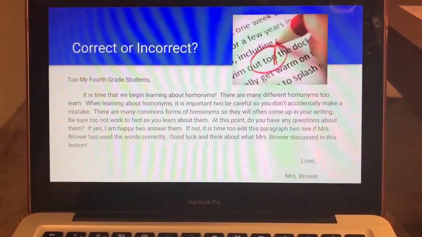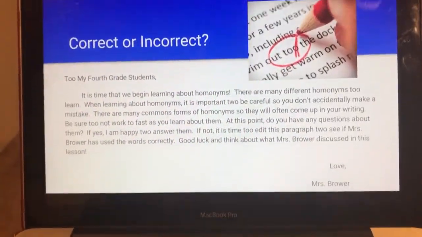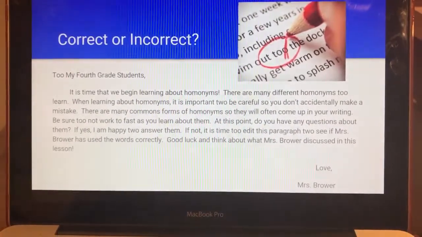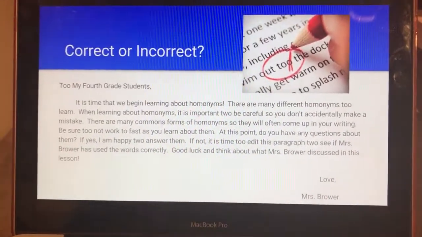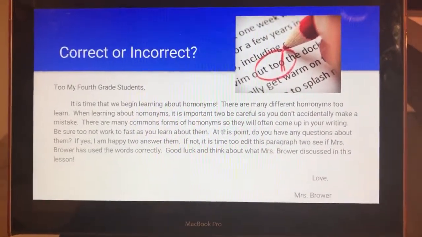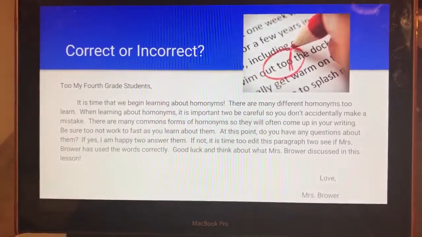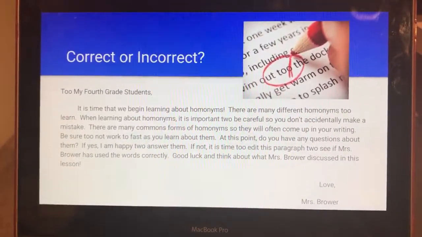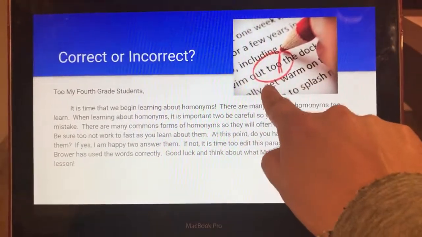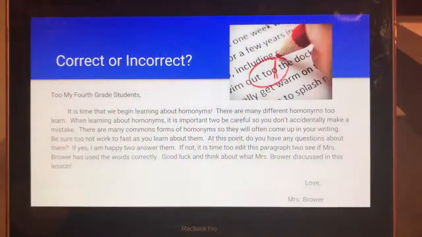There are many common forms of homonyms, so they will often come up in your writing. Be sure to not work too fast as you learn about them. At this point, do you have any questions about them? If yes, I am happy to answer them. If not, it is time to edit this paragraph to see if Mrs. Brower has used the words correctly. Good luck, and think about what Mrs. Brower discussed in this lesson. Love, Mrs. Brower.